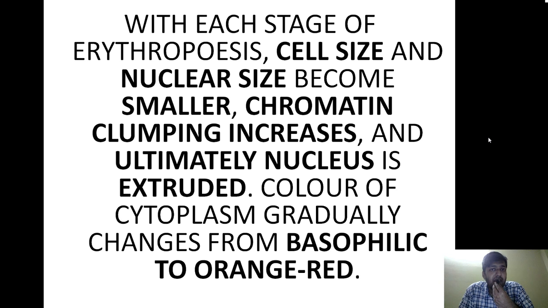Okay, so there is a very important common point that we have to note during erythropoiesis. With each stage of erythropoiesis, the cell size and the nuclear size become smaller. There will be chromatin clumping, and the nucleus is going to become more coarse. Ultimately, the nucleus is going to be excluded out of the developing erythroid cell, and the color of the cytoplasm will gradually change from basophilic, that is bluish, to orangish reddish to pinkish. This is what is going to happen along the process of erythropoiesis.